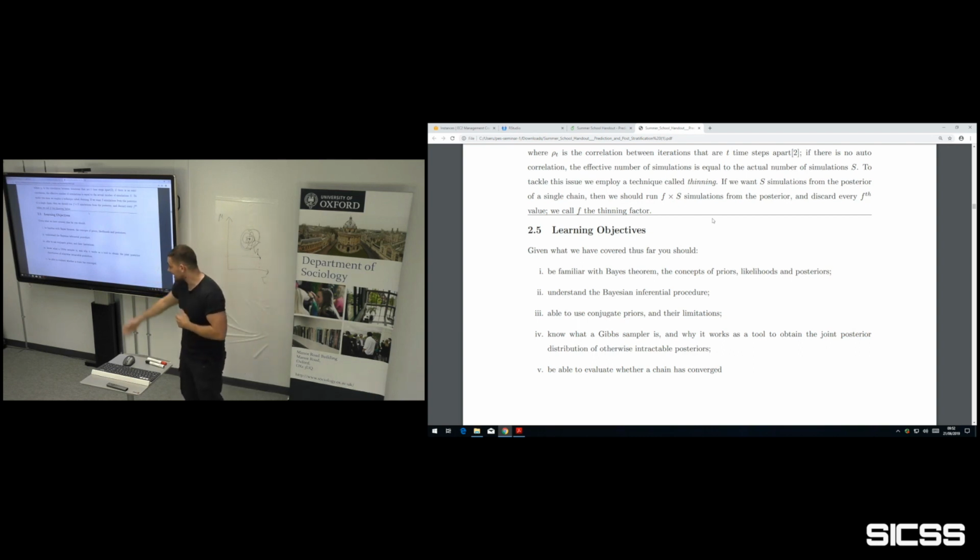You should be able to understand what a Gibbs sampler is and why you use that when you don't have an analytical solution from conjugate priors. And then you should be able to check whether your Gibbs sampler is reliable, that it has converged and that it's not autocorrelated. OK, take a breather. This was Bayesian statistics. Very good.